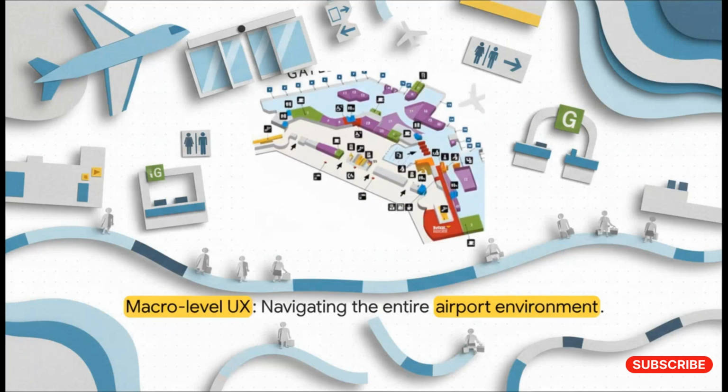But wait, let's zoom out from that single kiosk for a second. Contrast that isolated digital moment with a macro-level view of the entire airport. Believe it or not, this is also UX. At this massive scale, the user experience dictates the flow of human behavior through incredibly complex spaces. From the moment you walk through those sliding doors, how do you intuitively know where the check-in desk is? Where are the bathrooms? How do you find your gate? That invisible architecture guiding thousands of stressed-out travelers safely and efficiently to their flights, that is macro-level user experience design at work.